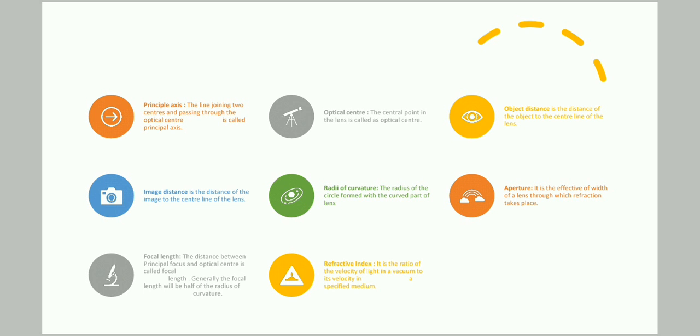The radius of curvature is the radius of the circle formed by the curved path of the lens, and the aperture is the effective width of a lens through which refraction takes place. The focal length is the distance between the principal focus and the optical center, and it is half of the radius of curvature.